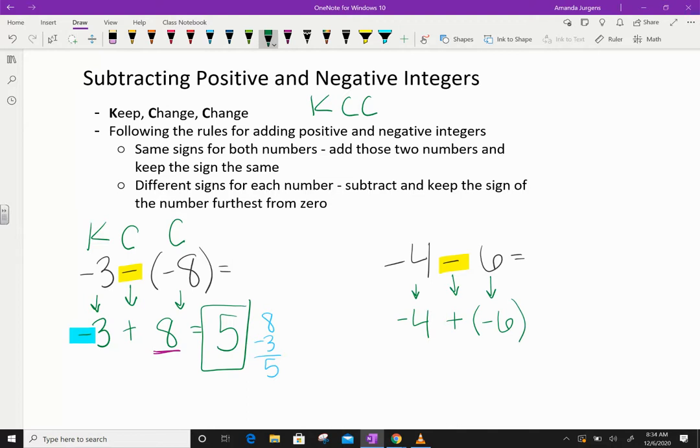And when I'm adding a negative number, I like to put it in parentheses. So now I have -4 plus -6. Again, I'm going to check to see if my signs are the same or if they're different. Now in this example, I've got -4 and -6. Both of those are negative numbers. So I'm going to add them because my signs are the same. 4 plus 6 gives me 10. So my answer here is going to be 10. And since both of these numbers are negative, I'm going to make this a -10. We keep that sign the same.